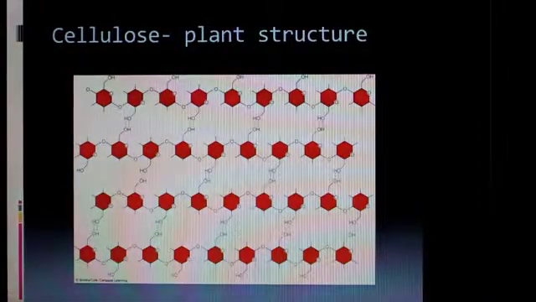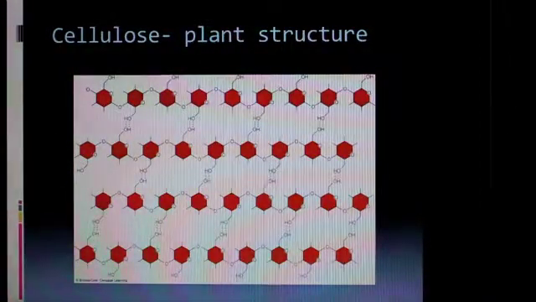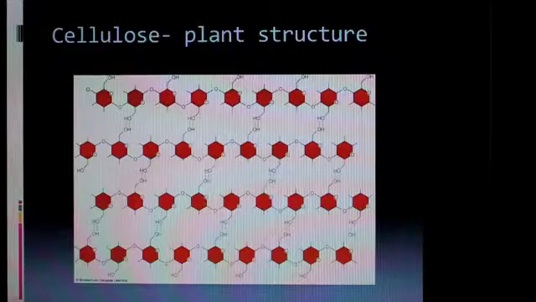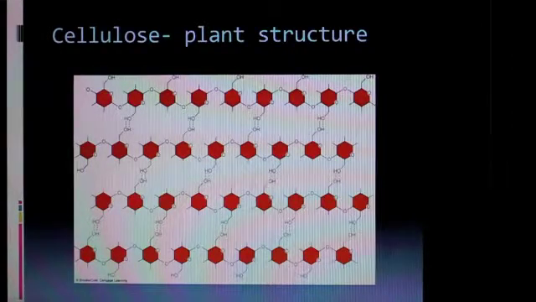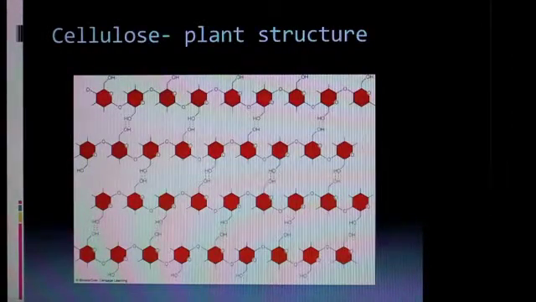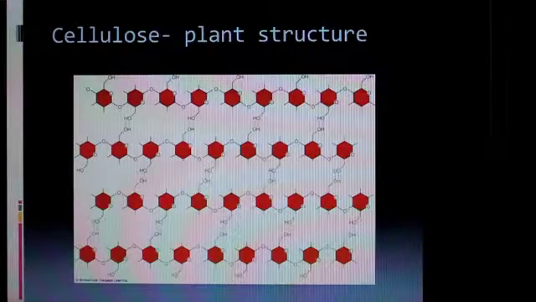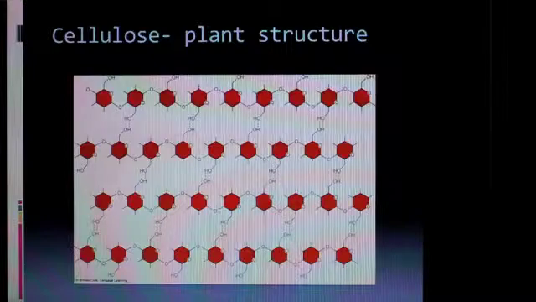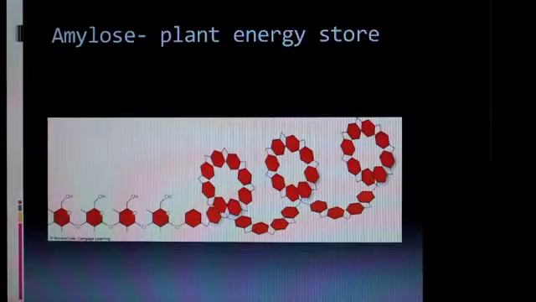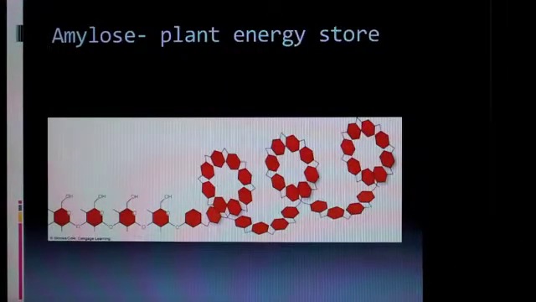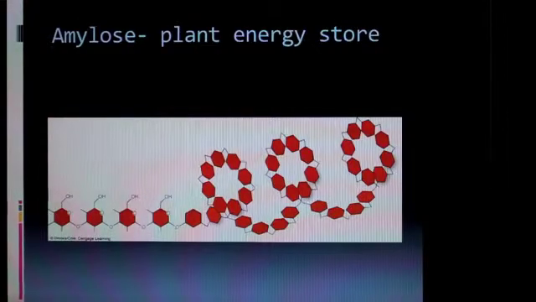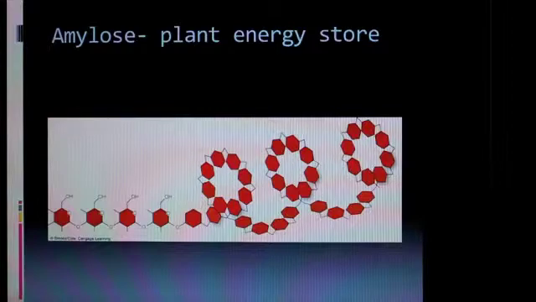Here is a polysaccharide called cellulose. This is what gives plants, like trees and flowers, their structure. You can see each of those little orange things is one individual sugar molecule, and it's kind of bound together into sheets. Here's amylose. This is something that plants use for energy storage. So this is a long starch that's kind of bound together here.